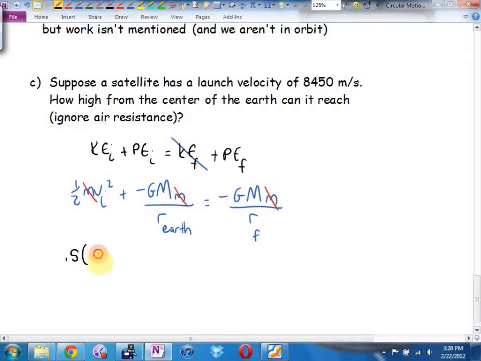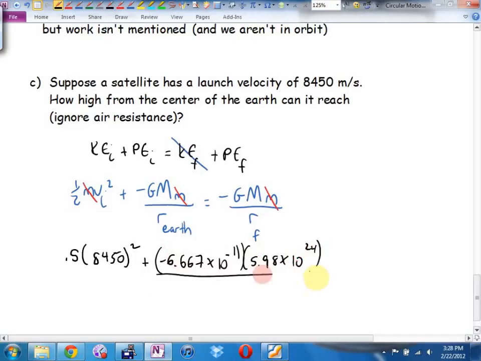0.5 times 8450 squared plus negative 6.67 times 10 to the negative 11, times 5.98 times 10 to the 24th, all divided by 6.38 times 10 to the 6th. That equals negative big G, big M over our final.